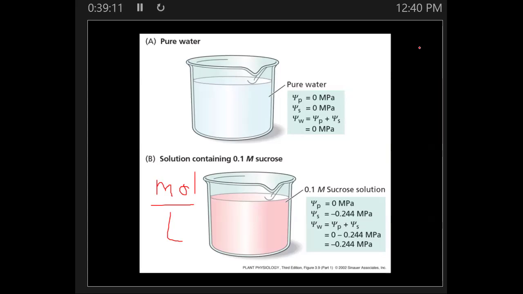50-50. Less negative or more negative? What do you think? More solutes in the system. What do you think might happen to your Ψs?